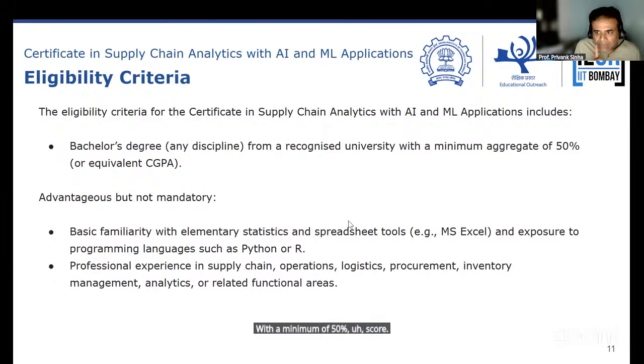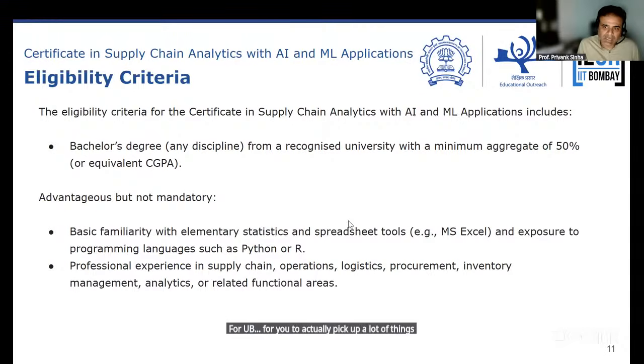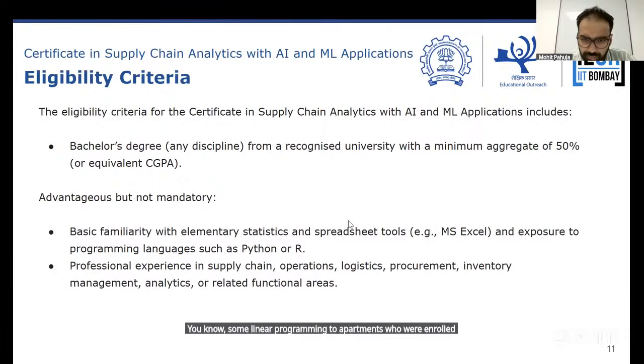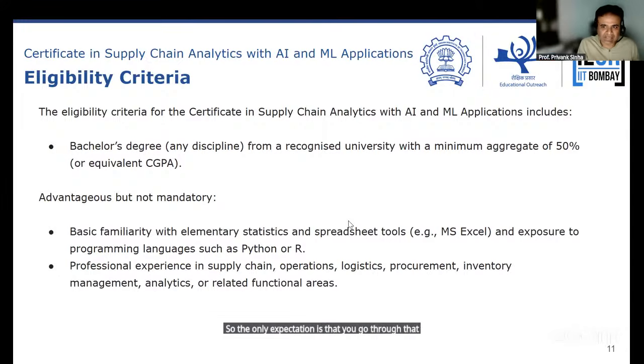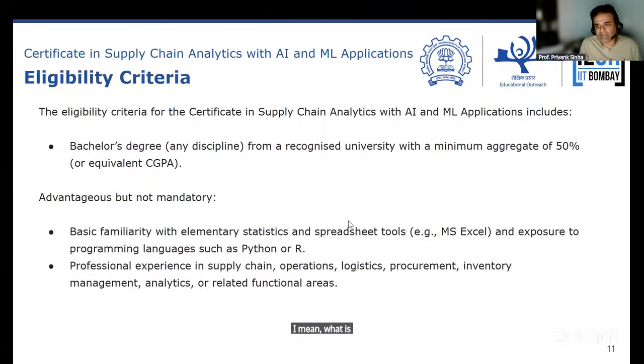I would just like to add one thing. If you have a basic understanding of at least linear programming, it would be very helpful for you to pick up a lot of things in the course. Mohit, we had already distributed a primer on linear programming to the participants who were enrolled. Correct. So if anybody wishes to join this program, that primer will be distributed to you. The only expectation is that you go through that primer and have some basic understanding of how linear models are built and what an optimization is. That's the only thing.